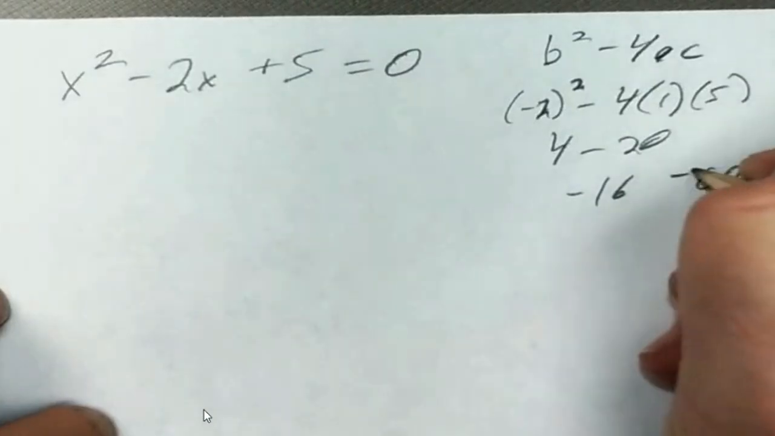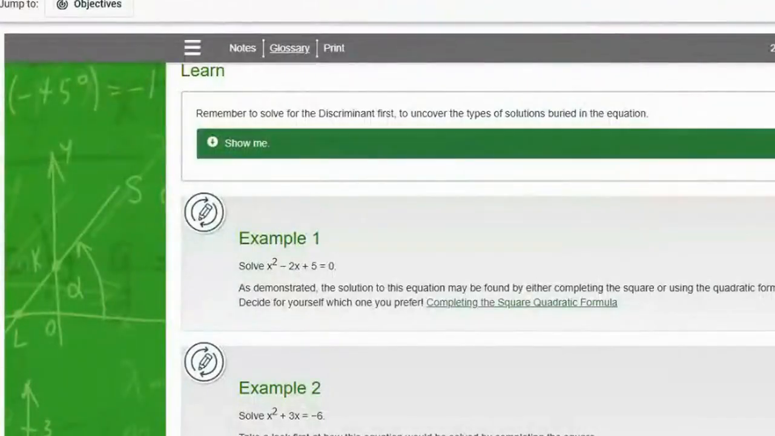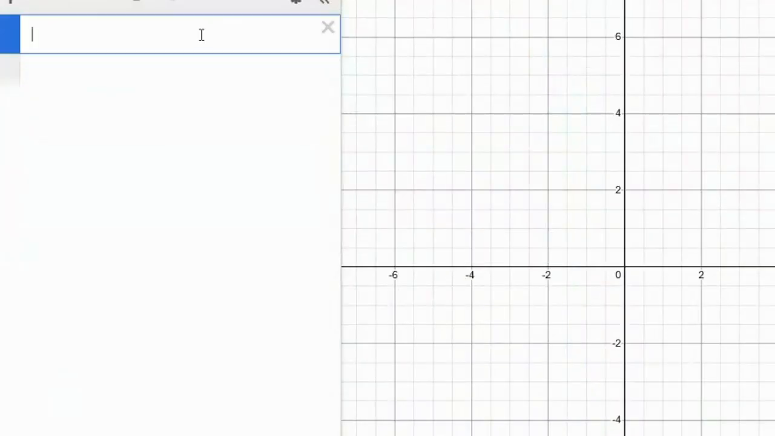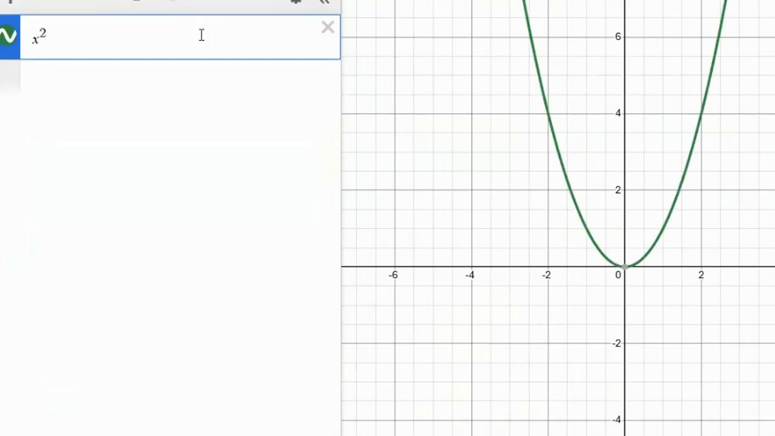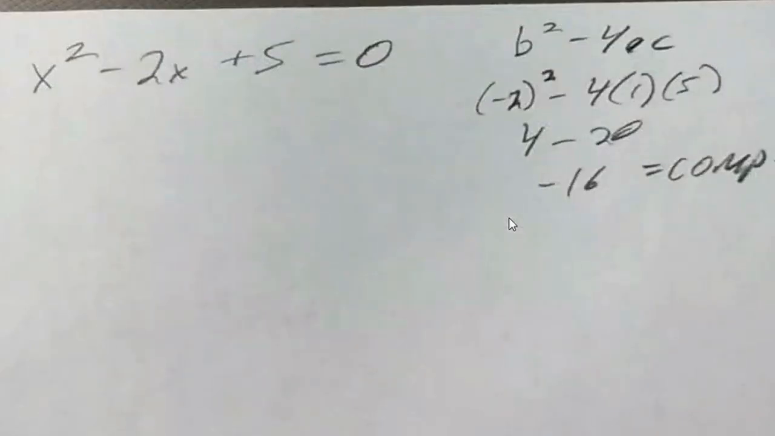They're imaginary. They're not real. You're not going to see them if you graph it. It's not going to touch the x-axis. Oh, that's a good thing to look at. Let's just take a look at that first before it's like, well, I'm just going to graph them and find the answers. Not always. X squared minus 2x plus 5. See, it never touches the x-axis. There are no real solutions. So we have to find solutions another way.